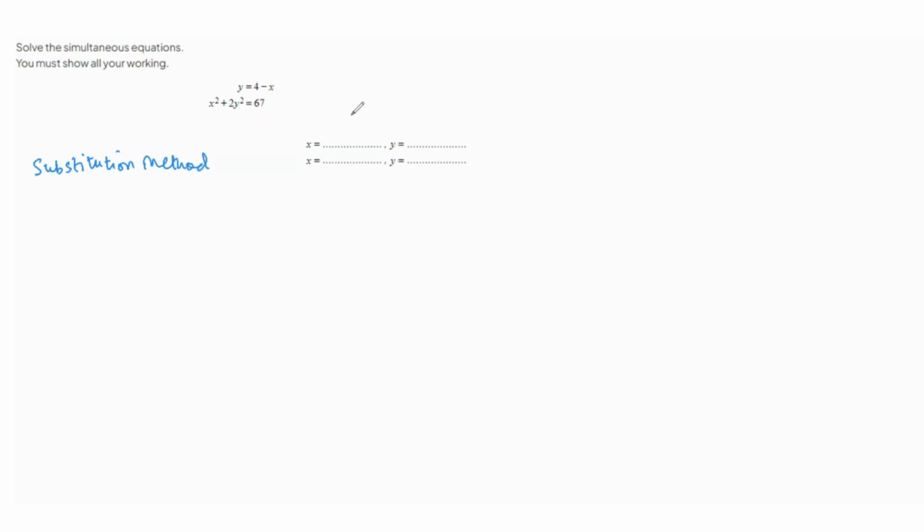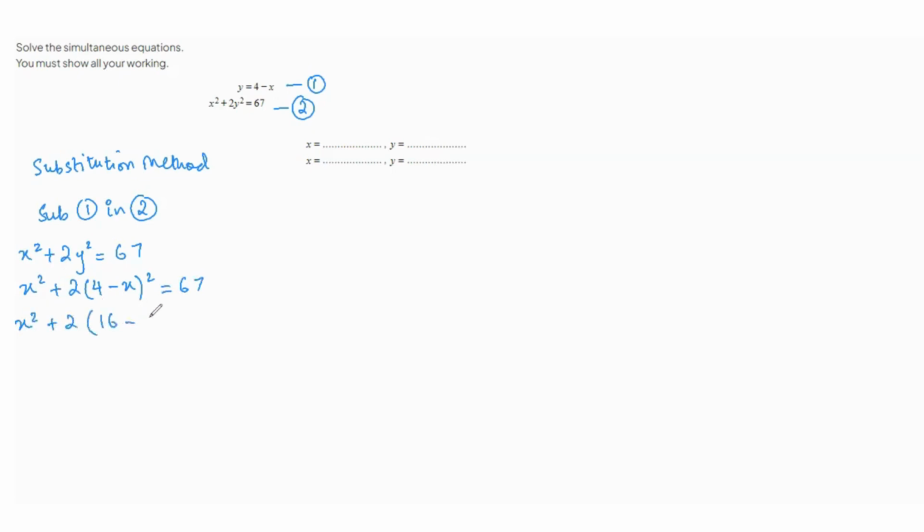So in this case, I'm going to call this the first equation and this the second equation. I'm going to substitute 1 in 2, which means x squared plus 2y squared equals 67 will become x squared plus 2 times (4 minus x) whole squared equals 67, which is going to be x squared plus 2 times (16 minus 8x plus x squared) equals 67. x squared plus 32 minus 16x plus 2x squared equals 67.